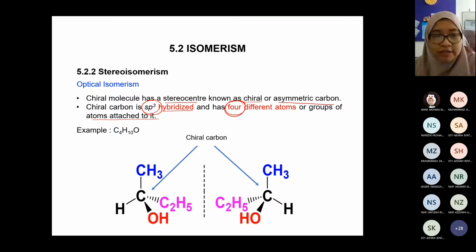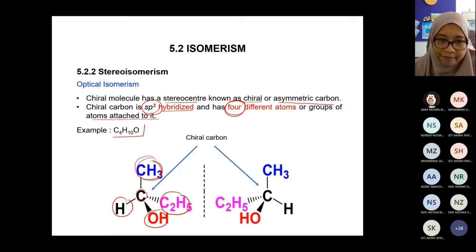Contohnya this one. Okay, this is a chemical formula. So we have this carbon. This carbon is known as chiral carbon. Why is it called chiral? Because all the 4 bonds are attached to 4 different groups of atoms. So we have CH3, we have hydrogen, we have OH, and we have C2H5. Okay, alright. So how do we draw the enantiomer, ataupun the isomers, of this chiral molecule?